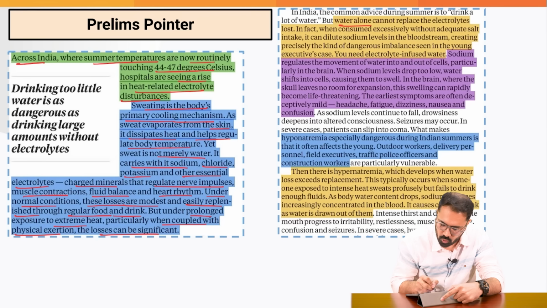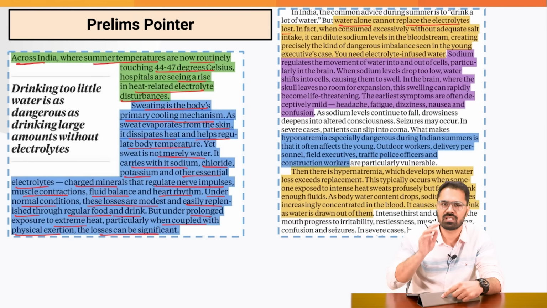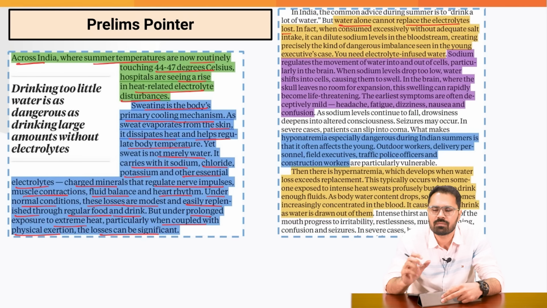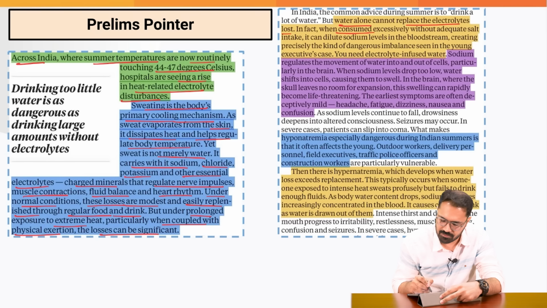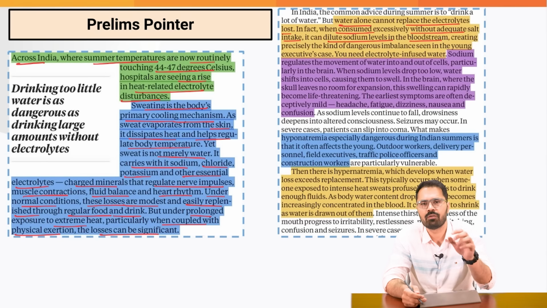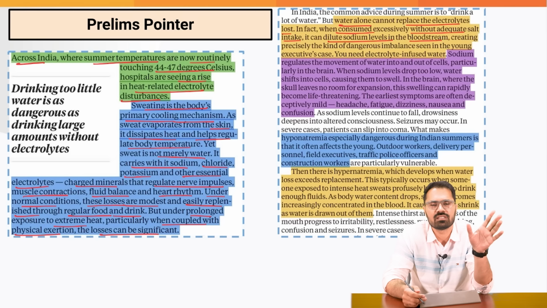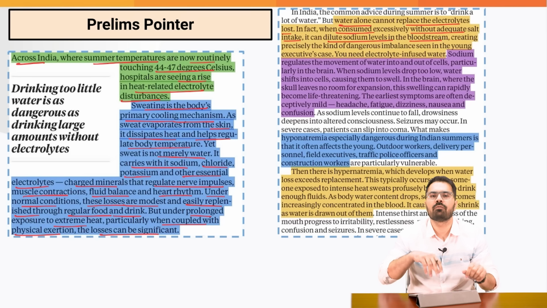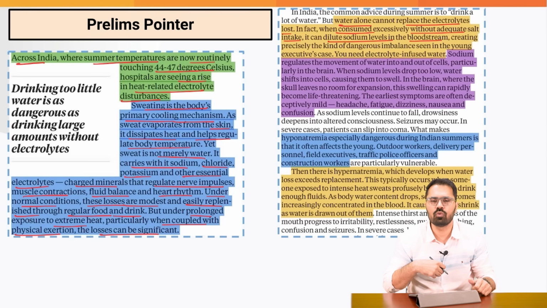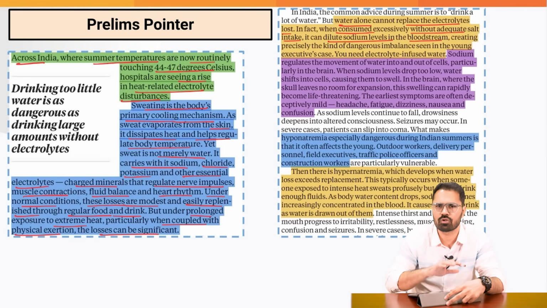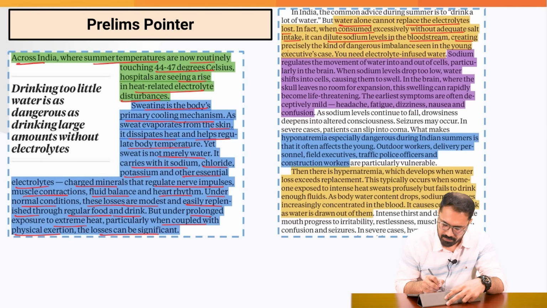Now what happens? Water alone cannot replace the electrolytes which are lost in sweating. So just by merely drinking water, your body will not feel good. When consumed excessively without adequate salt intake, it can dilute sodium levels in the bloodstream. So what they are saying is, when you take excessive water without electrolytes, just water, it will dilute the amount of sodium salts within the bloodstream. So there will be more water, less sodium salts, because some have been evaporated and you have not taken enough new electrolytes. So they will become diluted, and less sodium will be in the body, creating precisely the kind of dangerous imbalance seen in the young executive case.